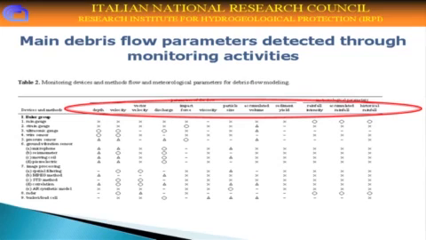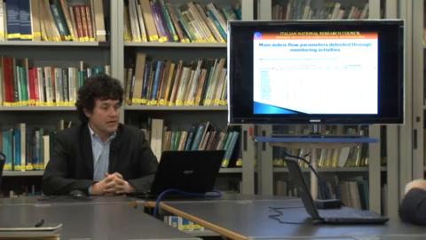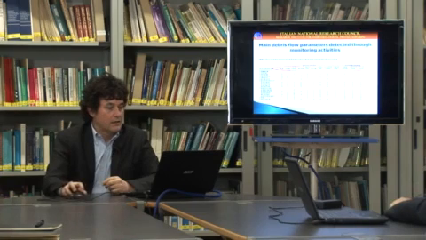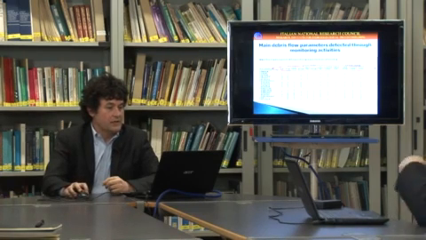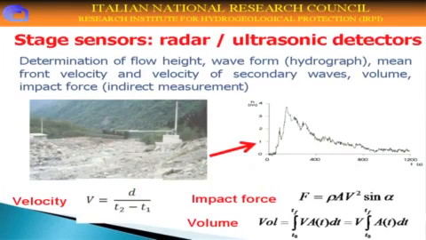In this other table, Itakura summarizes the main parameters that can be monitored and measured through these different types of device. So you see depth, velocity, mean front velocity, discharge, volume, impact pressure, and so on. Itakura also indicates with different symbols the different types of parameters that can be measured by the devices. Now let's talk about stage sensors just to start.